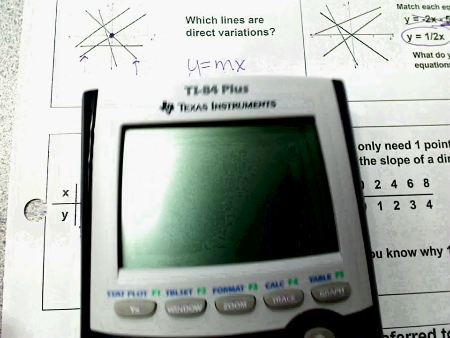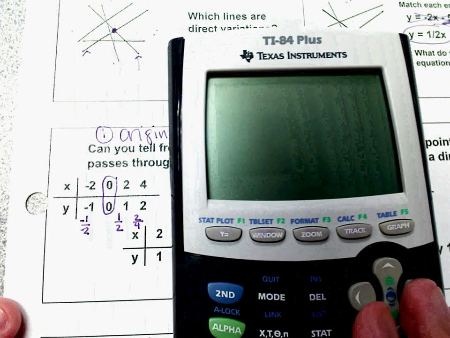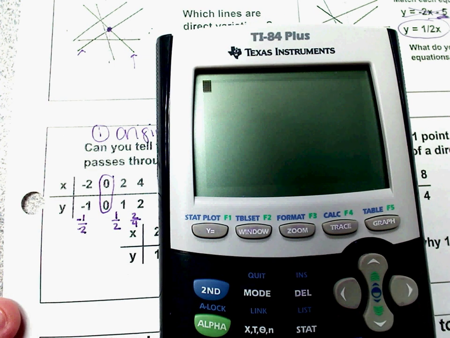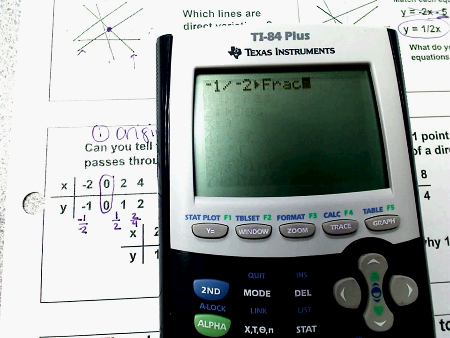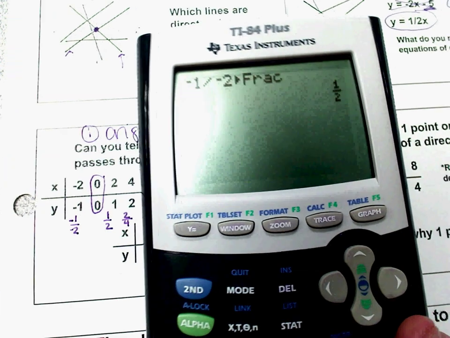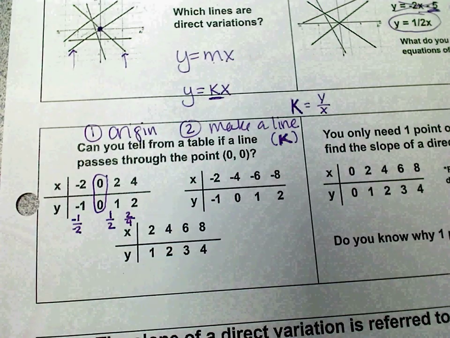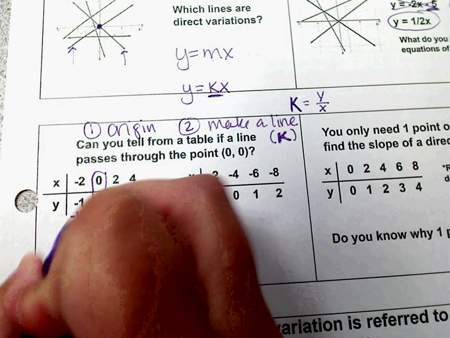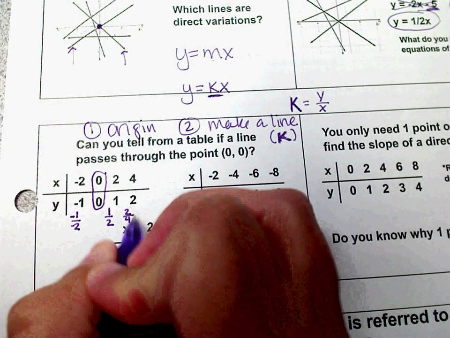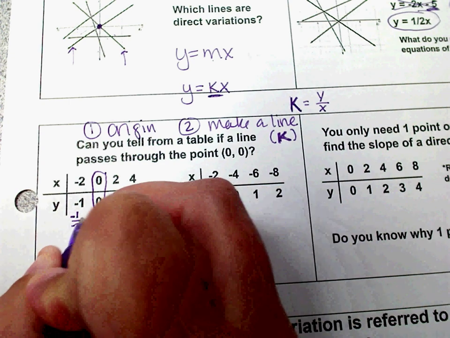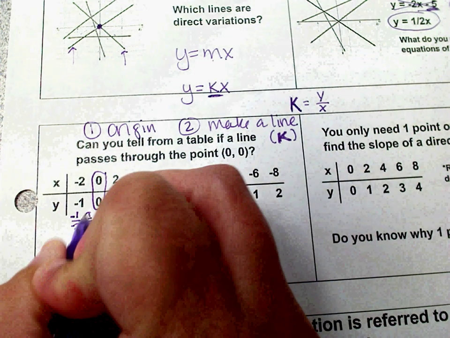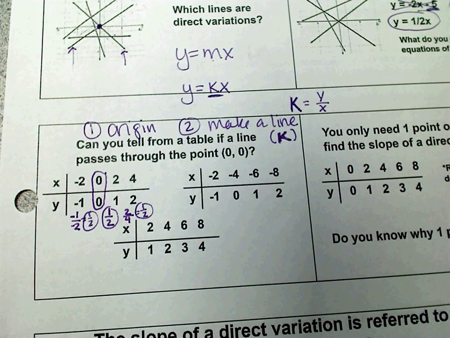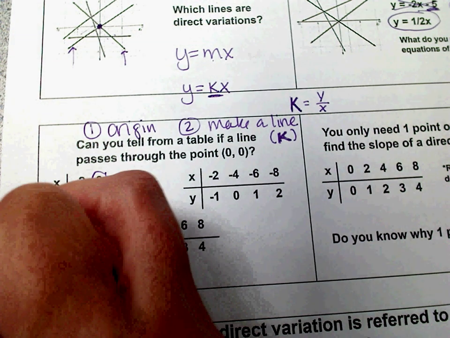Alright, so to do that, we're going to type in -1 divided by -2, and then hit math, enter, enter, and it makes a fraction for us. There it is, 1/2. Okay, so this one equals 1/2, this one equals 1/2, and that one equals 1/2. So they all equal 1/2. So it is a direct variation, so we would say yes, and k equals 1/2.